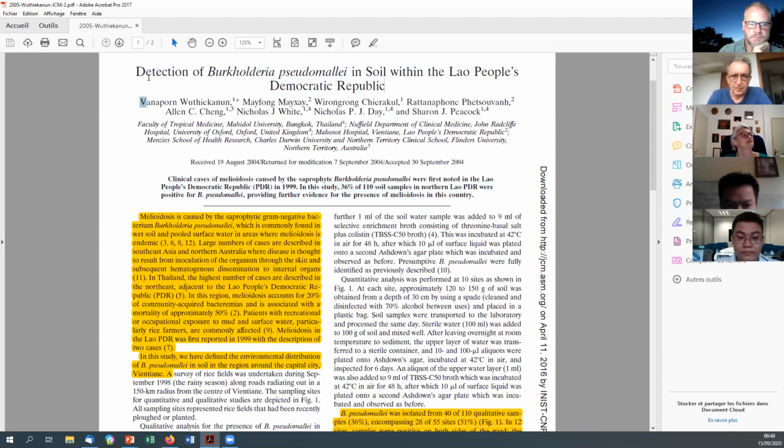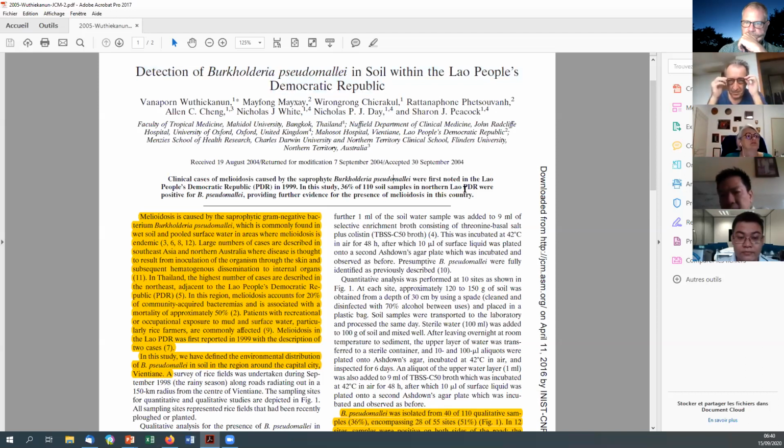Yesterday we looked at the title. So here we have Detection of Burkholderia pseudomallei in soil within the Lao People's Democratic Republic. We know what they did. They detected a bacteria. We know where they did it, in soil in Lao. And so it's clear. This is a nice title because it's really clear. It's not too long. It's not convoluted, you know, it's just one straight, what I say in English, dry, you know, there's no adjectives in there.